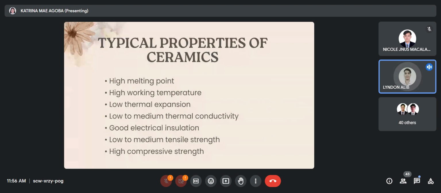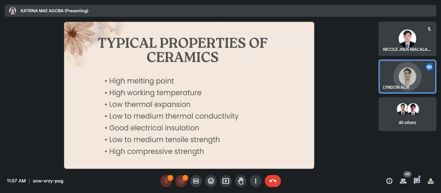Ang sunod na property ng ceramics ay meron itong high melting point. Dahil nga sa strong na covalent or ionic bonds na nagho-hold sa structure nito, bago matunaw ang ceramics ay kailangan talaga ng napakataas na temperature para matunaw. So, karamihan ng ceramics gano'n. Ang melting point ng ceramics ay above 2,000 degrees Celsius. So, gano'n yung required na temperature bago matunaw ang isang ceramics.